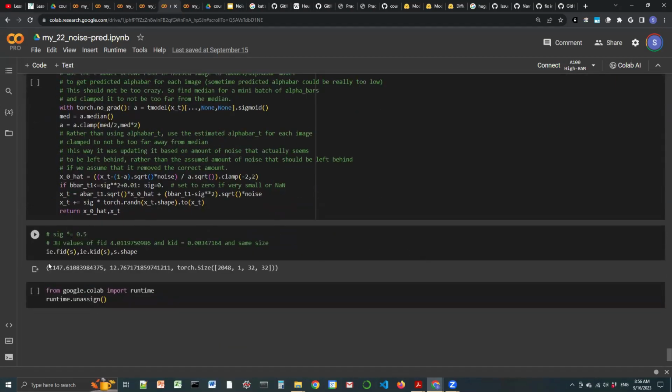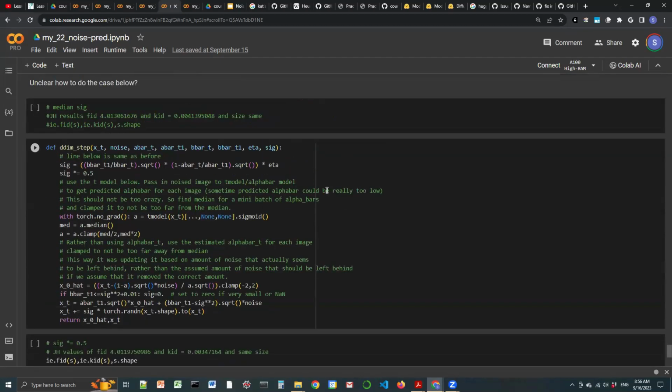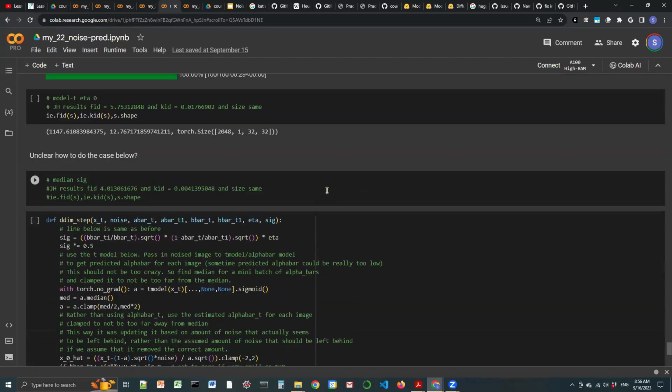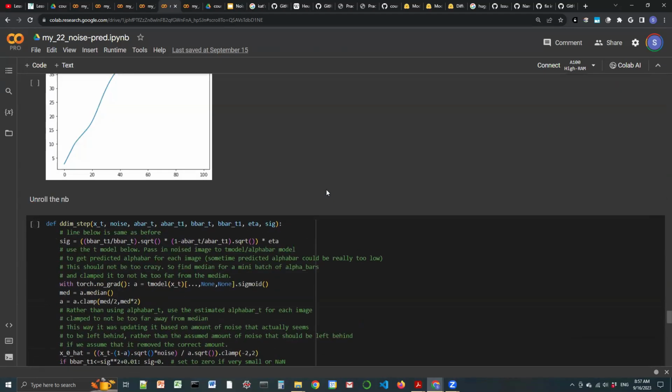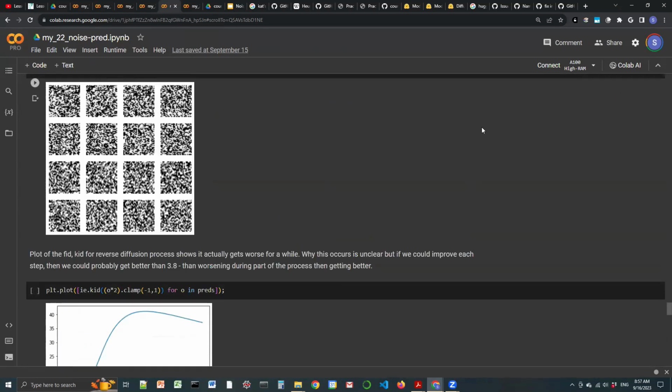And let me know if you're able to get much better FIDs, and if so, why, and what's changed, or what you see as being a problem with this notebook or with the underlying diffusion model, or what you observe as you run this one. Any questions or comments or thoughts?